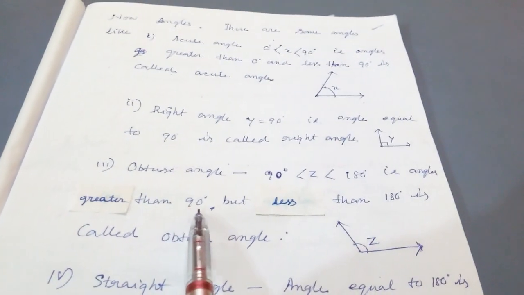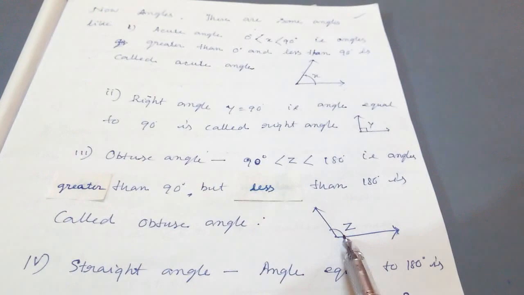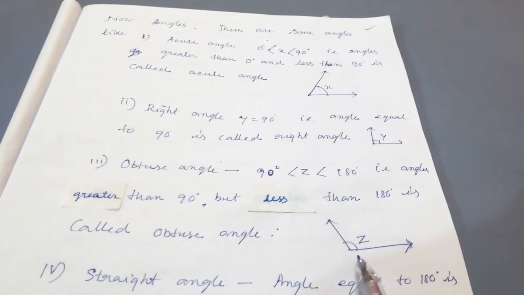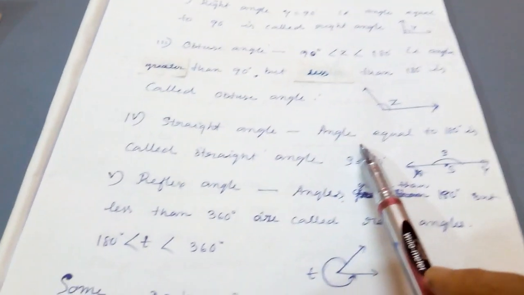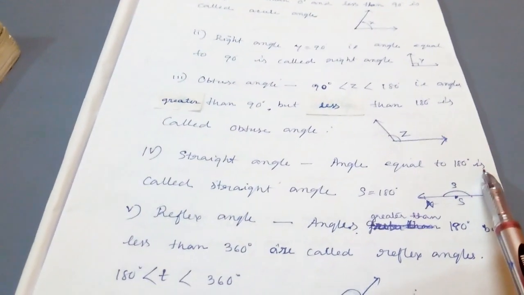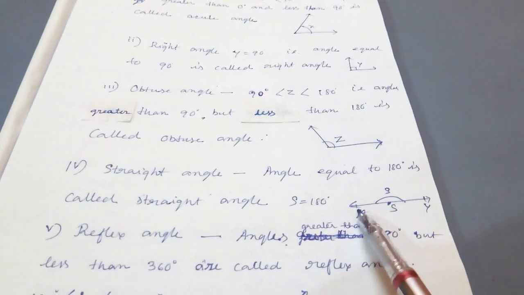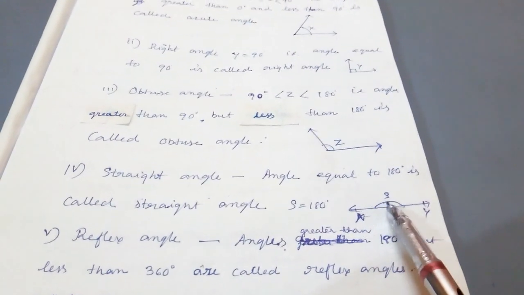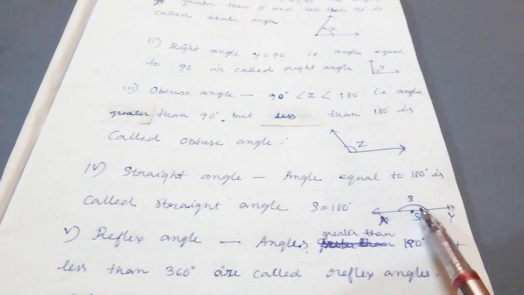Obtuse angle: the angles which are greater than 90 degree but less than 180 degree. This type of angle is called an obtuse angle. Straight angle: the angle which is equal to 180 degree is called a straight angle. This is X, S, Y. This is a straight angle, equal to 180 degree.